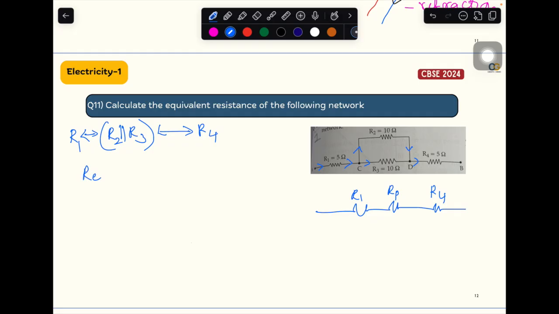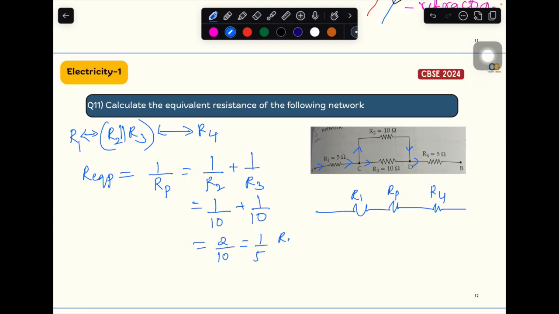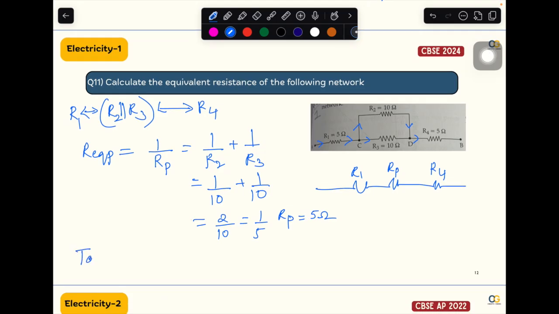So R equivalent of parallel, which is R2, R3 parallel, would be 1 by Rp is equal to 1 by R2 plus 1 by R3, which is equal to 1 by 10 plus 1 by 10, which is equal to 2 by 10, which is equal to 1 by 5. So Rp is equal to 5 ohms. So now that you have Rp is 5 ohms, the total resistance will be equal to R1 plus Rp plus R4, which is equal to 5 plus 5 plus 5. So 5 3s are 15 ohm is your final resistance. So this is how you find the total equivalent resistance.